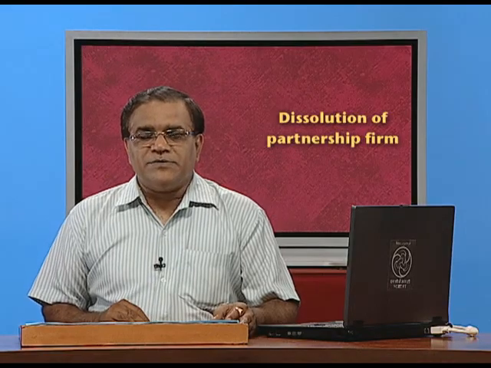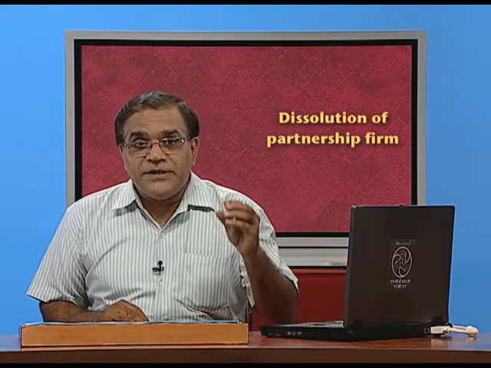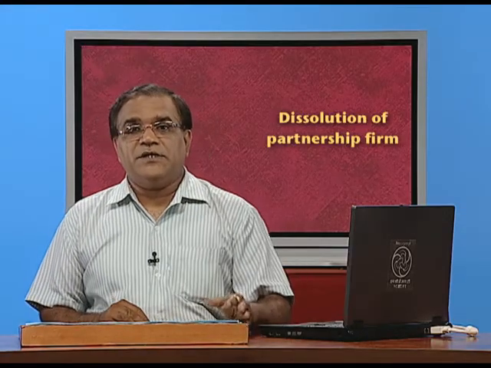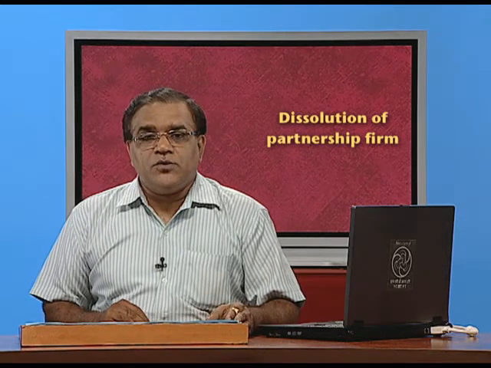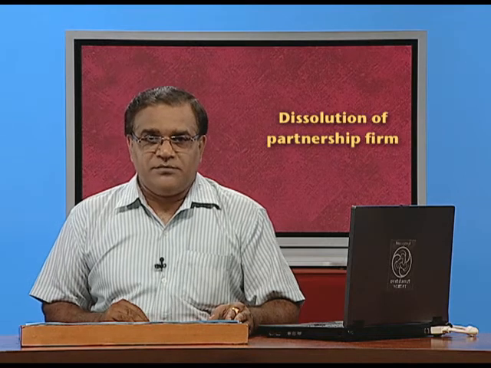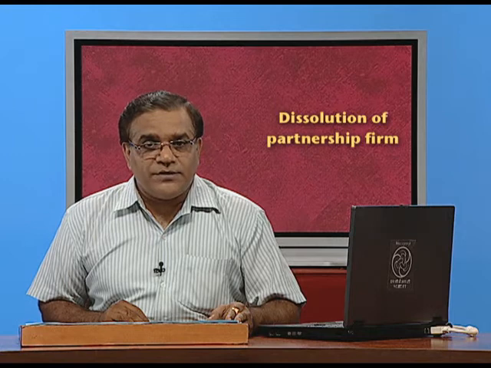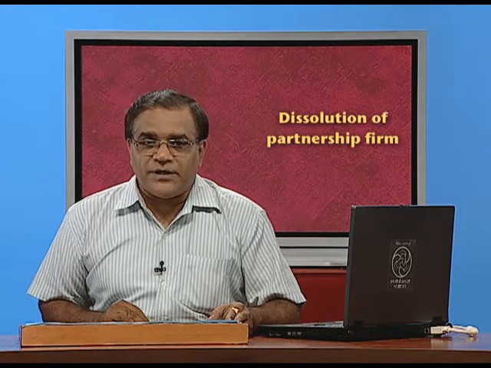Another important adjustment is if joint life policy appears in the balance sheet and joint life policy reserve also appears on the liability side, and JLP is surrendered. Surrendered means given back to the insurance company and some cash is obtained, money is coming. So now how will we show it? We'll show it in the following manner.